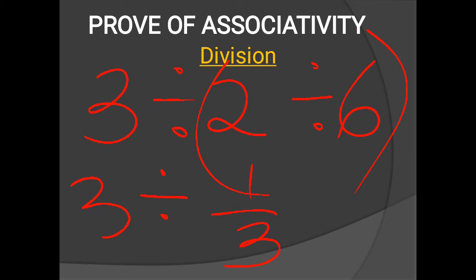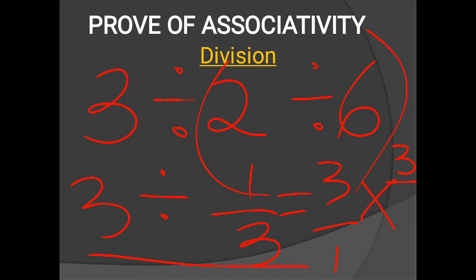3 divided by 1 over 3. When you have division of fractions, you reciprocate. So you repeat the first one. Every whole number is over 1, so 3/1. Division changes to times, then you interchange them: the numerator becomes the denominator, and the denominator becomes the numerator. So we get 3/1 times 3/1, which is 9.